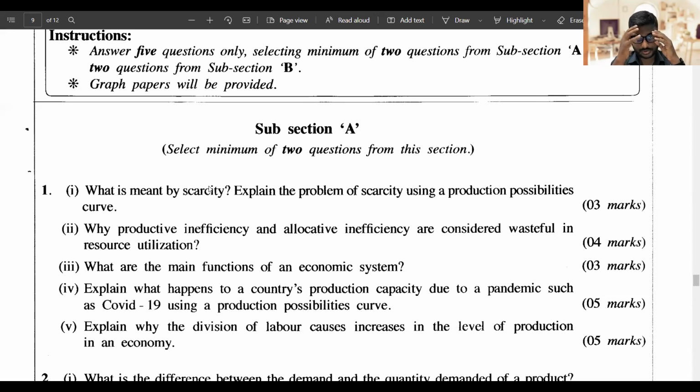Now you see this question, first one. What is meant by scarcity? Explain the problem of scarcity using production possibilities curve. It's a 3-mark question. So no need to type the answer. Tell me what would be the structure of your answer. How would you structure it? You can unmute and say that, or you can type and say it. What will be your structure? Will you draw something, or will you just write a certain thing? How will you do it?